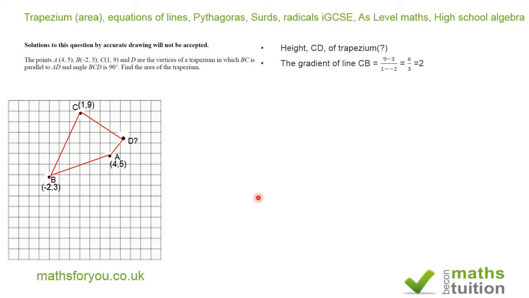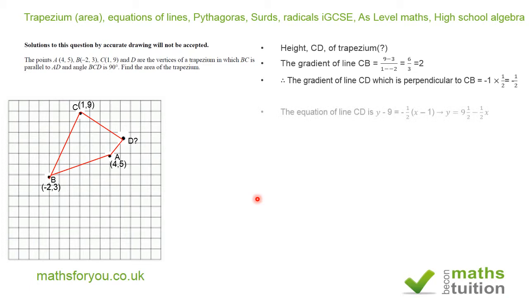Now, we need to find the equation of the line CD, and to do that, we need to find the gradient of the line CD, of the height. Because CD and BC are perpendicular to each other, the product of the gradients of CB and CD will be minus 1. So if the gradient of CB is 2, it then means that the gradient of CD will be minus 1 times a half, that is minus a half.